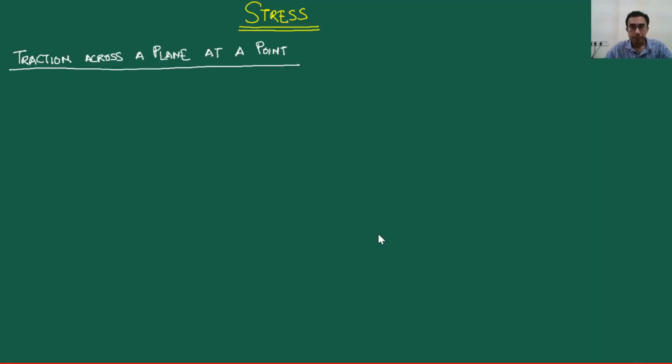Hello everyone. So we'll begin our discussion on the chapter of stress with the topic on traction across a plane at a point. The first thing that we're going to do is, just like in the previous chapter on kinematics, we are going to consider a three-dimensional body. So this is our general three-dimensional body.